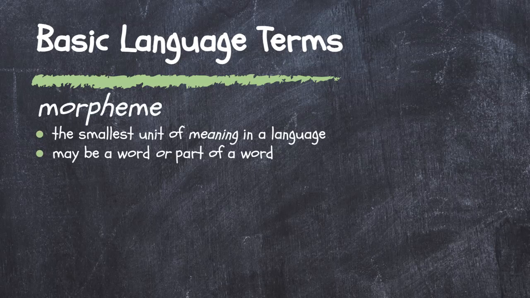So it's bigger than a letter if you spell words out. And usually it's bigger than a sound, although sometimes a single letter or a single sound can form a word. So a morpheme is the smallest unit of meaning in a language. It could be a single word, like eat, or it could be part of a word, like the word meaning, which has two parts to it. We'll explain that in a bit.